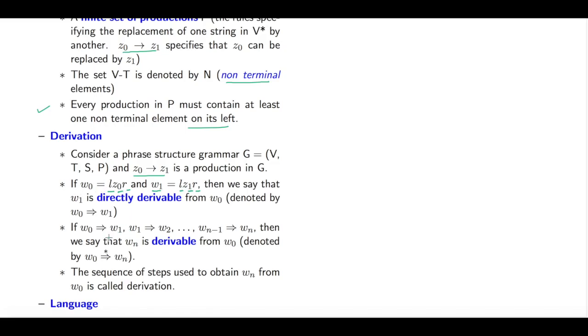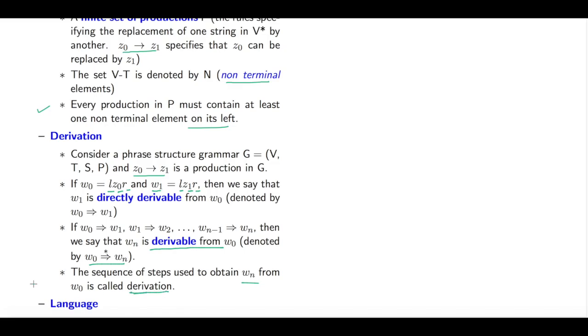And a chain of derivations: we can say W0 can be replaced by W1, or W1 is derivable from W0, W2 is derivable from W1, and so on up to Wn derivable from Wn minus 1. Then we say that Wn is derivable from W0, and we write it like this. And the sequence of steps used to obtain Wn from W0 is called a derivation.